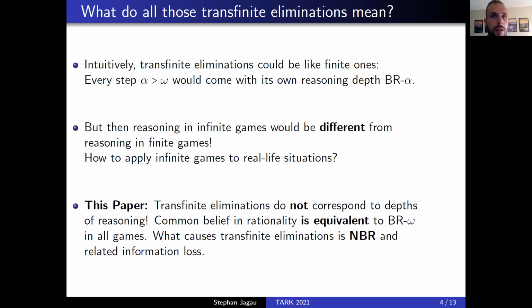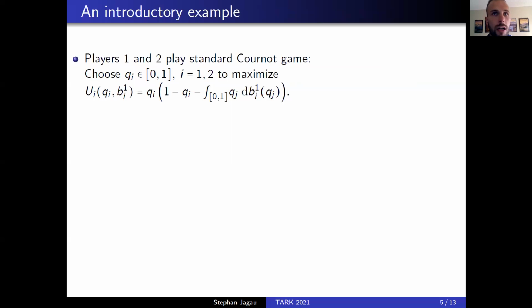So what causes the transfinite eliminations? It's actually non-best replies, the tool that we normally use to determine the behavior consistent with common belief in rationality. That procedure loses information relative to the reasoning itself, and that's where the transfinite eliminations come from. Now, to illustrate this, I'm going to start you off with a little example.